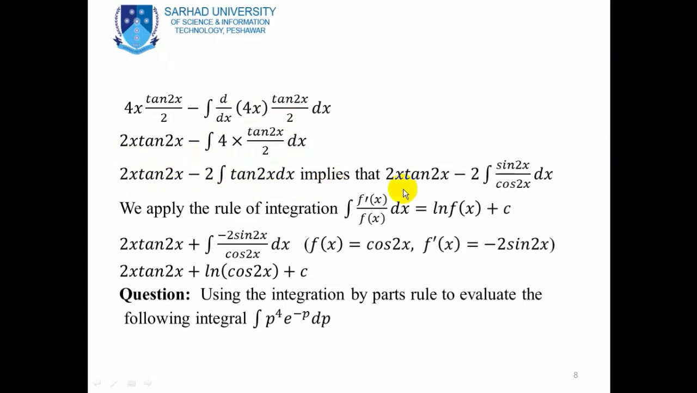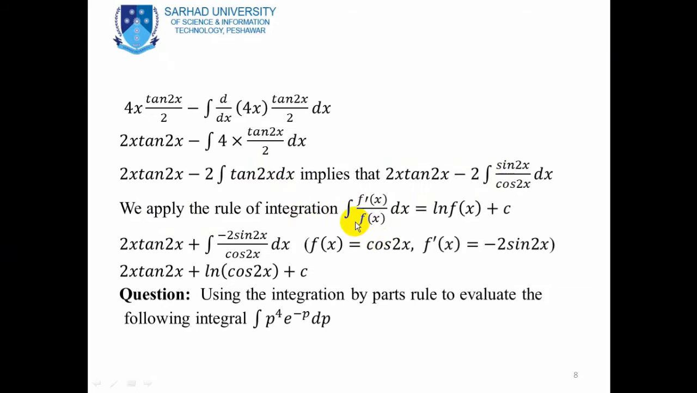So 2 times 4, we obtain 2x tangent 2x minus 2 into the integration of tangent 2x with respect to x. Tangent 2x can be written as sin 2x divided by cos 2x. This is the rule which I have already told you in the previous video lecture: when two functions are in divide form, in this case we have two options. We can use integration by substitution, and we can use this rule.